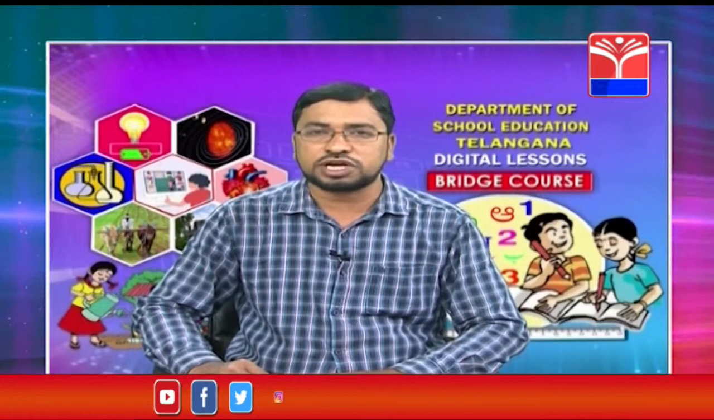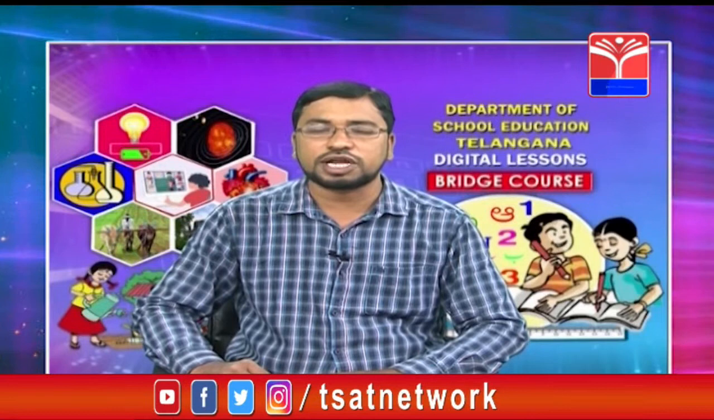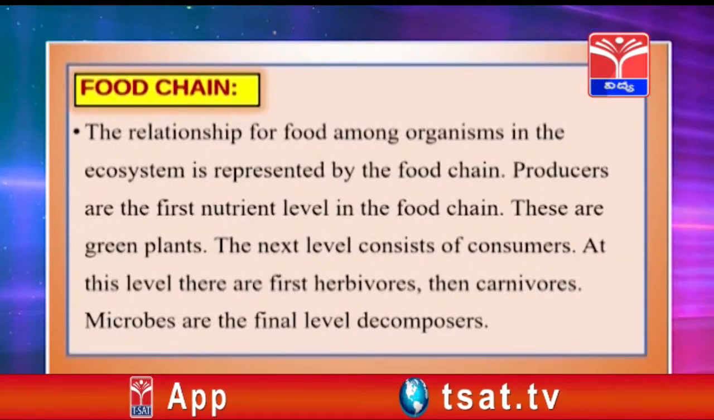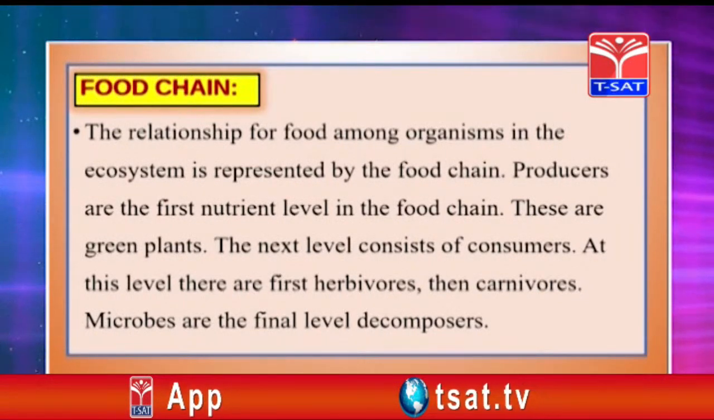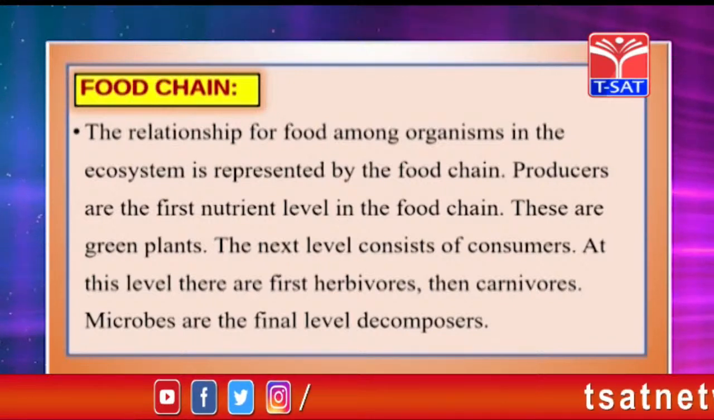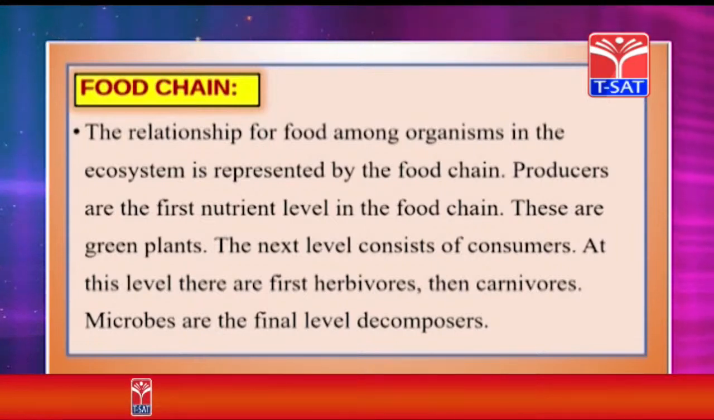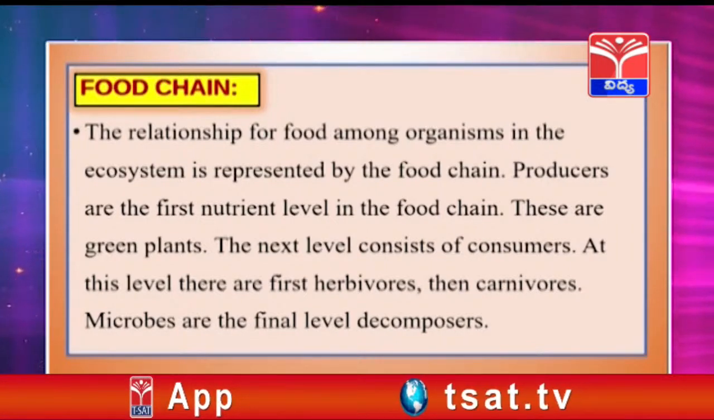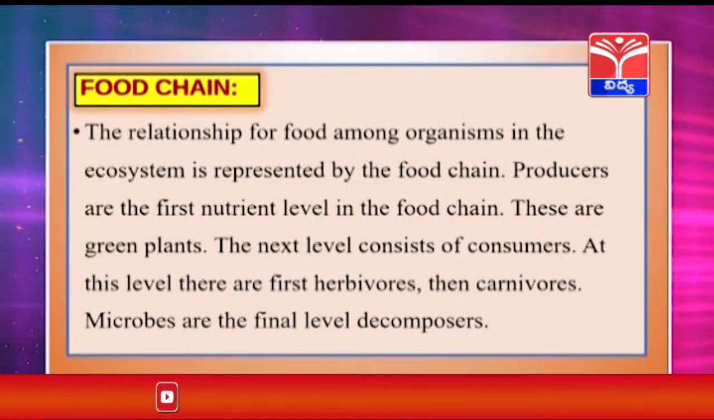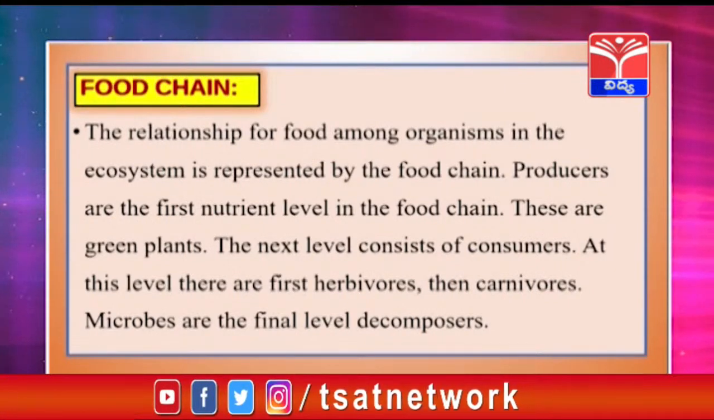Now let us try to understand what kind of relationship is found among these biotic components and abiotic components. Food chain. The relationship for food among organisms in the ecosystem is represented by the food chain. Producers are the first nutrient level in the food chain. These are green plants. The next level consists of consumers. At this level, there are first herbivores, then carnivores. Microbes are the final level, decomposers. So this kind of relationship is found in every ecosystem.